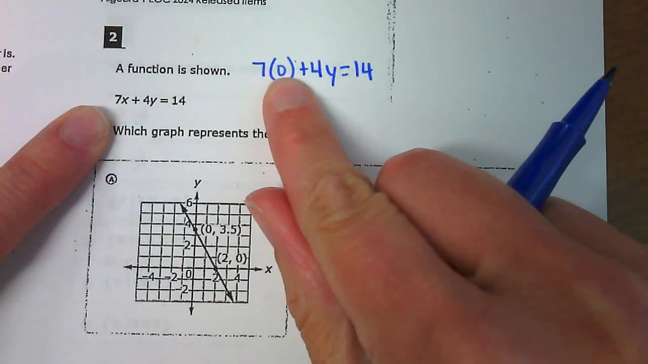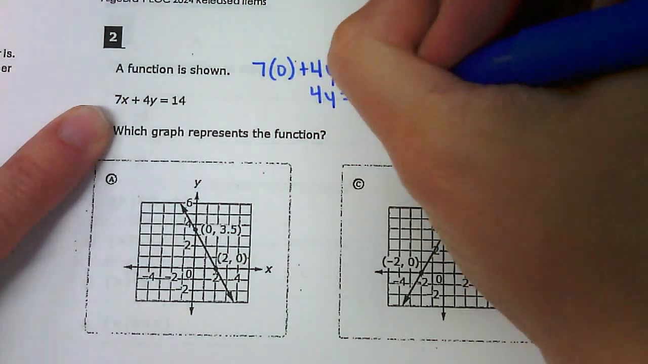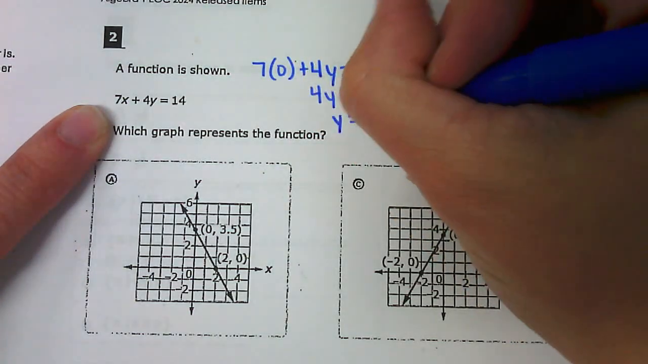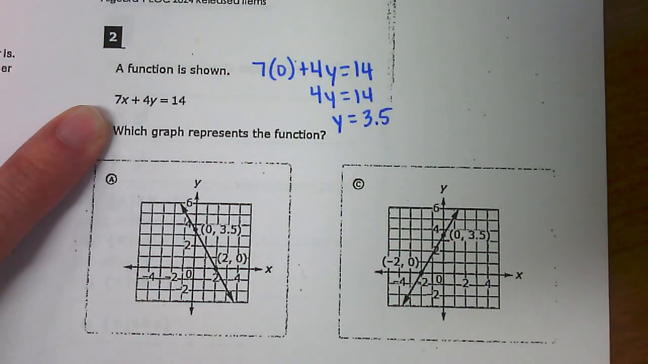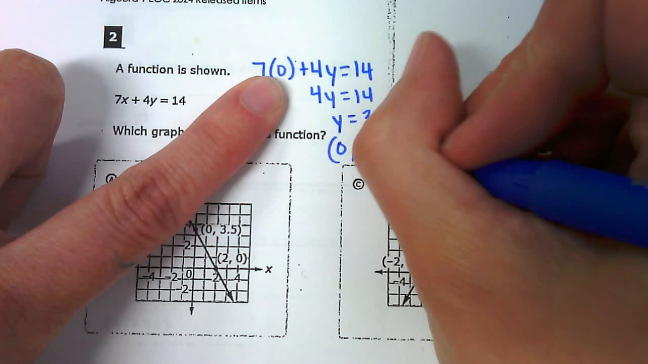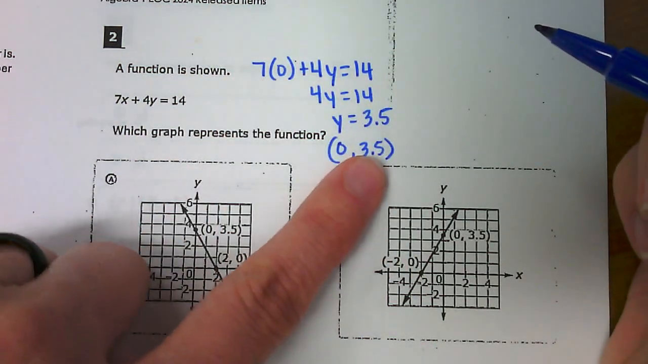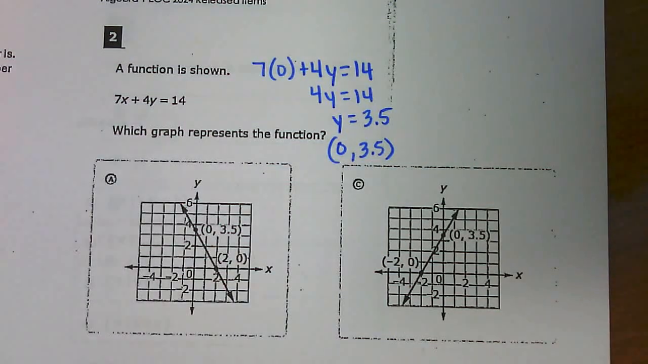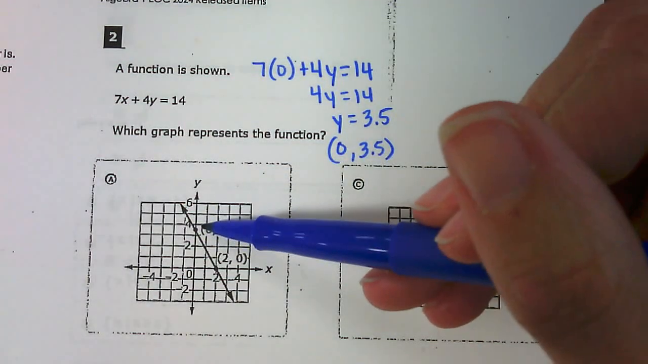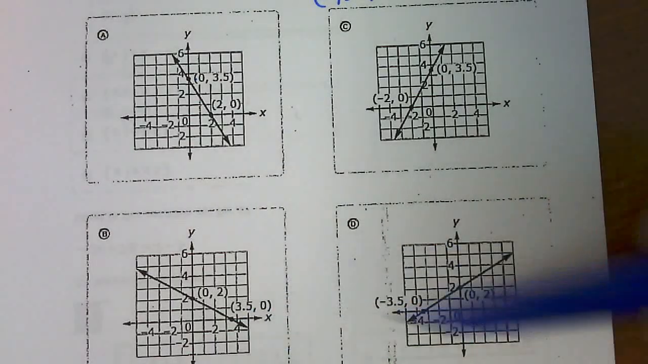So what I do is I can plug in 0 for x. That's going to give me 4y equals 14, and then I divide and get y is 3.5. So that tells me that the point (0, 3.5) is on my graph because I made x 0, and I got that y was 3.5. So if I go through my choices, I see (0, 3.5) on this graph and on this graph. It's not on the other two graphs. It's not on B or D, so I know those are not correct.